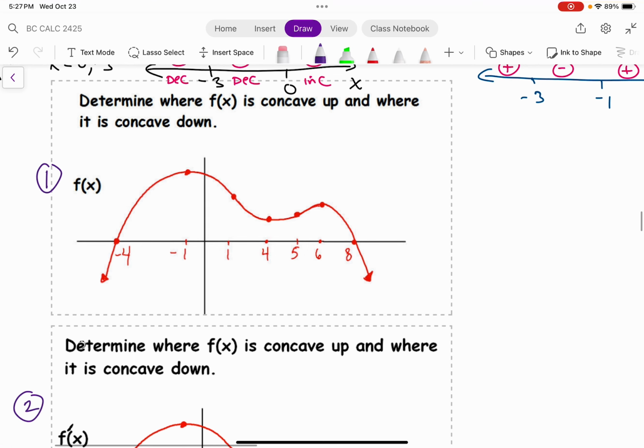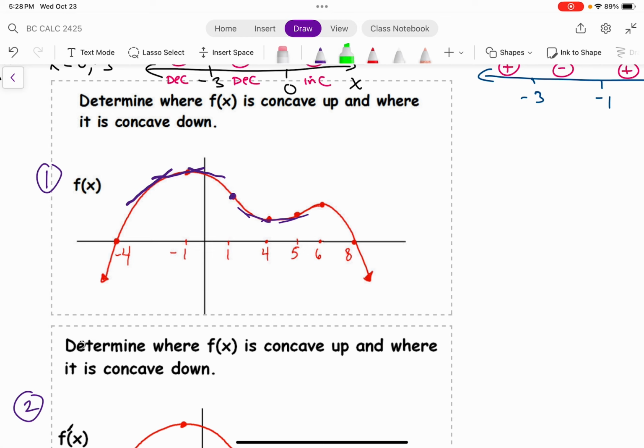So here we're looking at the graph of f, and it says determine where f is concave up and where it is concave down. If you're looking at the graph of f, concave down would just be when any tangent line you draw has the graph lying below it, and concave up will be any tangent line you draw has the graph lying above it, and then the changes are at these inflection points.